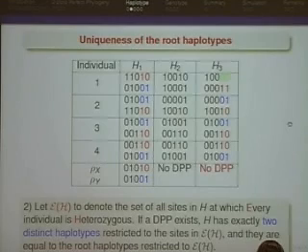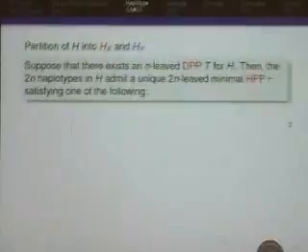Now, if a DPP exists, then there are exactly 2 distinct haplotypes restricted to that set. Otherwise, you get a violation of the 4-gamete test, which Dan mentioned this morning. You observe all 4 gametes, 0, 0, 1, 1, 0, 1, 1, 0. So no DPP. So these 2 conditions uniquely determine the root sequence. That's nice. We don't usually know the root sequence in ordinary phylogenetics, but in this case we do.